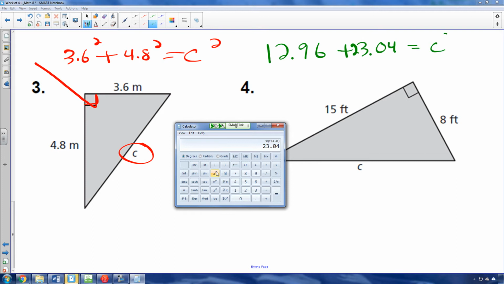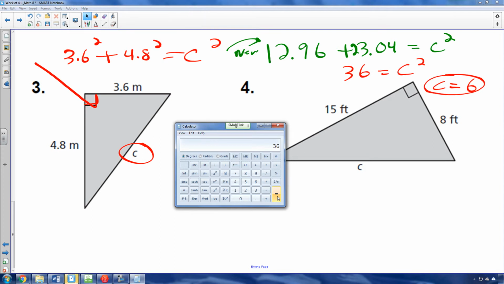So this is the new equation. I just did a little bit of math out. Now if I took the 23.04 and added the 12.96, I'm going to have 36. Oh, that's cool. It kind of came out nice for us. 36 is equal to c squared. So what is c going to equal? 6? So it did come out nicely. But you'll notice that there are some decimals going on before we get there. So sometimes that happens.